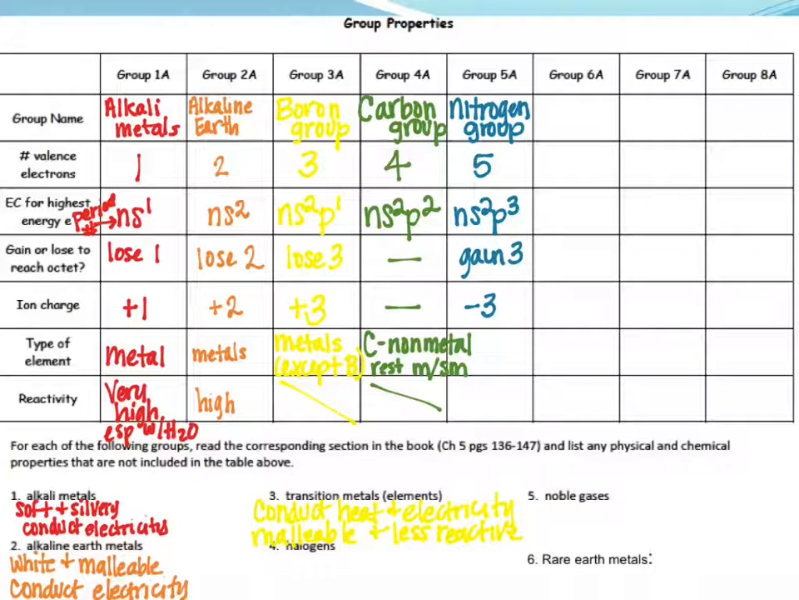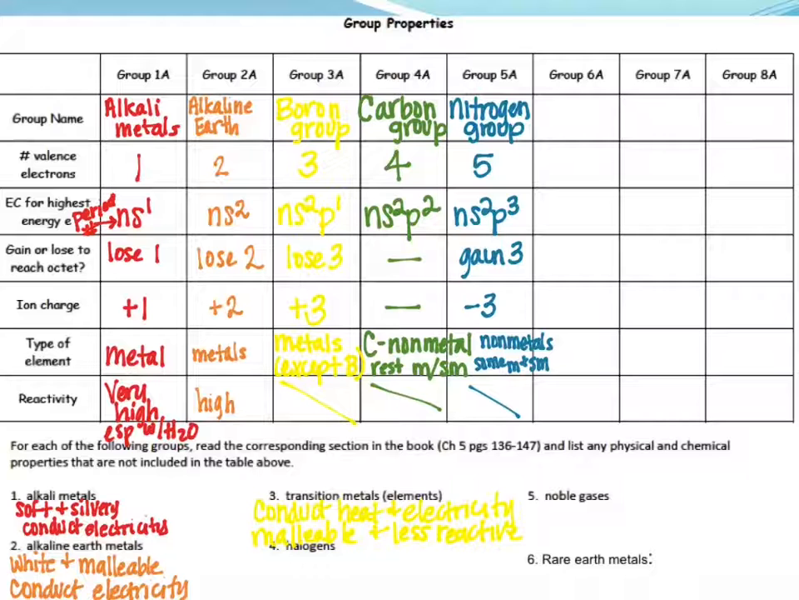All right, type of elements. This is a mix of them, but we're just going to say non-metals, with some metals and metalloids. Again, these are pretty chill. The reactivity is low.